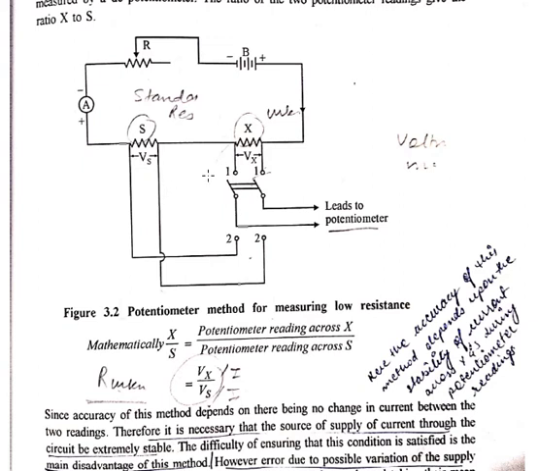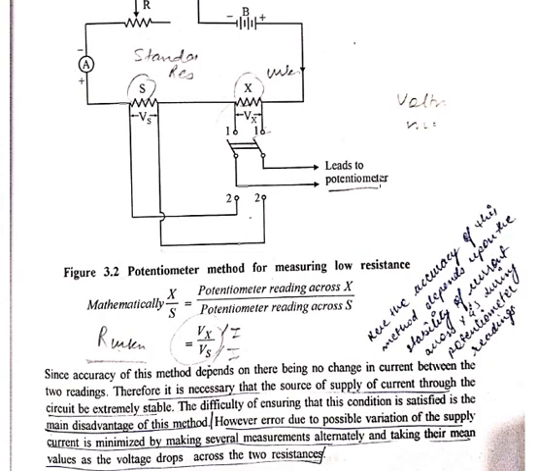So what we are trying to do in this method, the simple operation, is that we are going to connect the leads of the potentiometer across this X and this S separately. First we connect the leads to one of the resistors, then to the other one. The voltage drops across both the unknown resistance X and standard resistance S are measured by this DC potentiometer. The ratio of the two potentiometer readings gives the ratio of X to S.